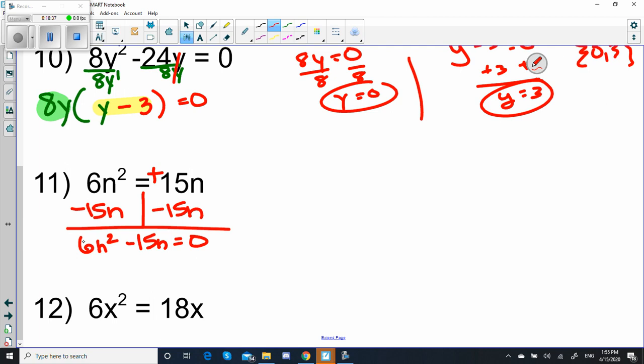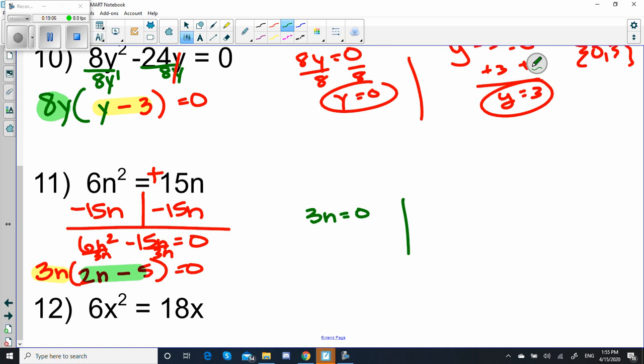Okay, so now I need the highest number that I can divide out of 6 and negative 15. Well, the highest number I can think of is 3. And the most amount of n's I can take out of n squared and n is n. So I'm dividing these by 3n. So in the front term, that leaves me with 2n minus 5. So each of these will be set equal to 0, just like we were doing at the beginning of the lesson. So 3n equals 0, and 2n minus 5 equals 0.